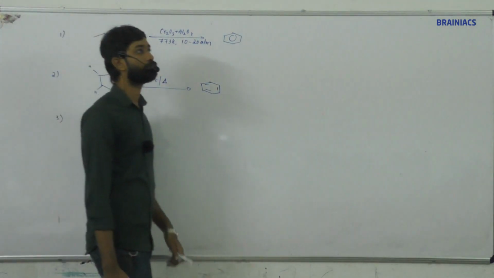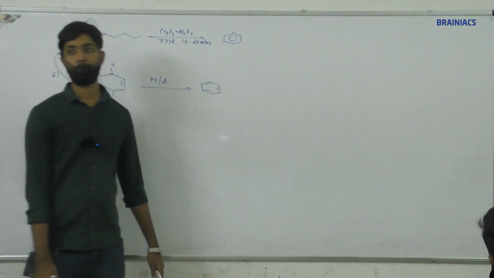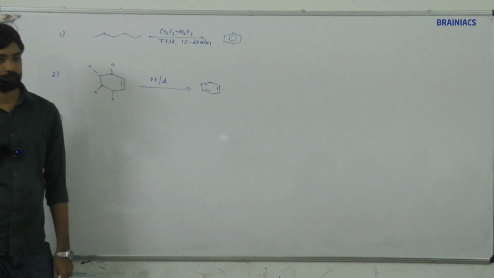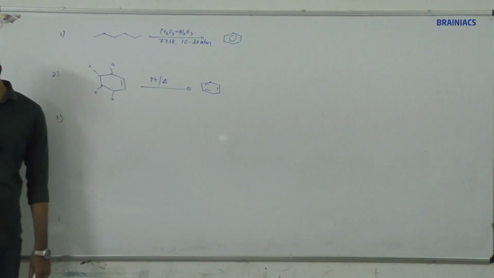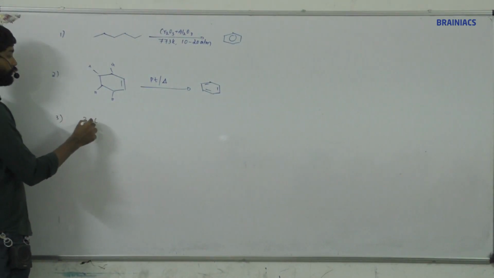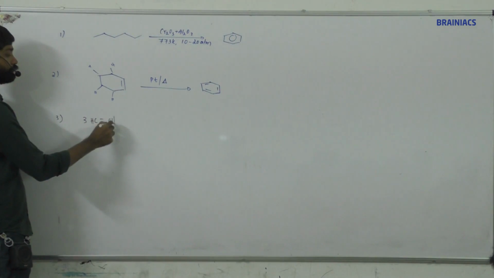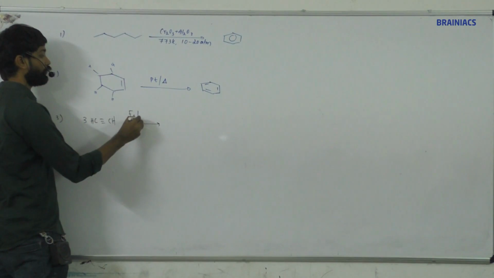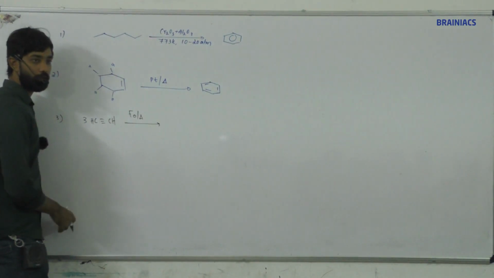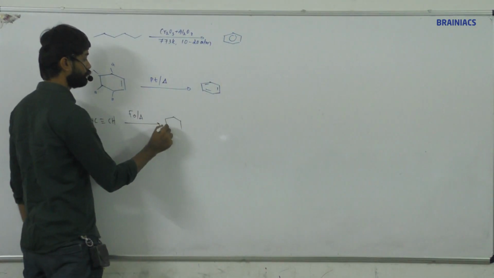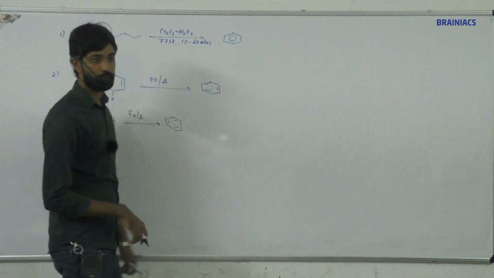Next, cyclic polymerization of acetylene. So you have an acetylene molecule, which on cyclic polymerization, as we already discussed, obtains benzene.